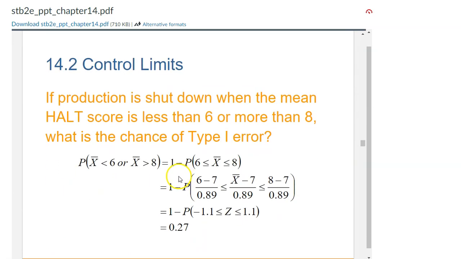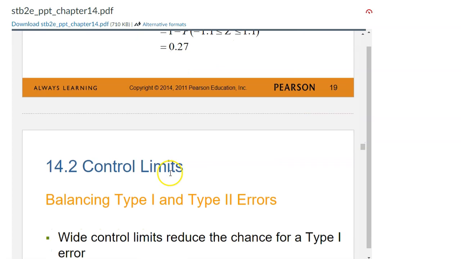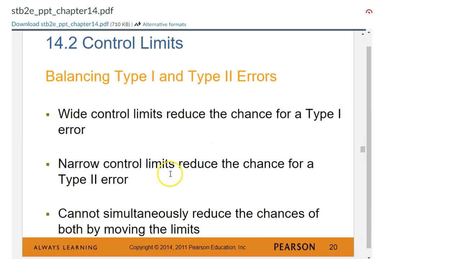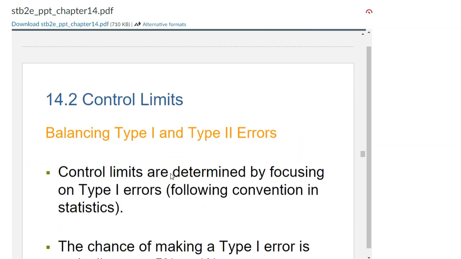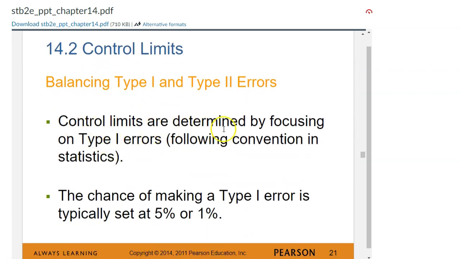Okay, so let's move on. These are topics you will read from the book.